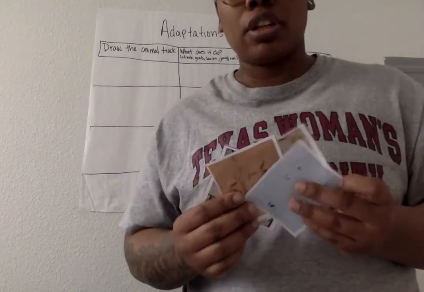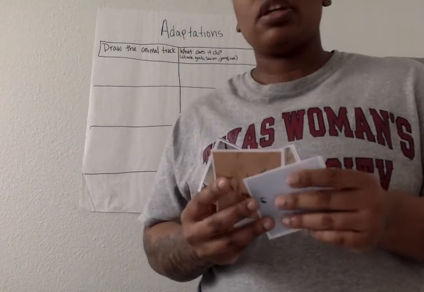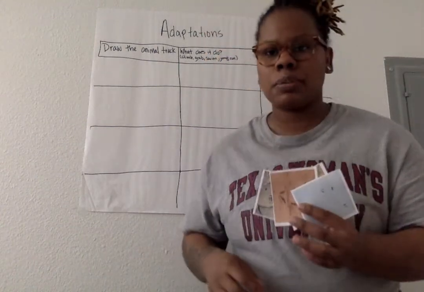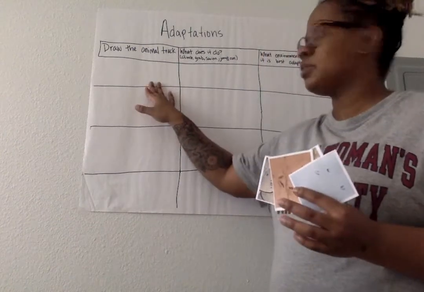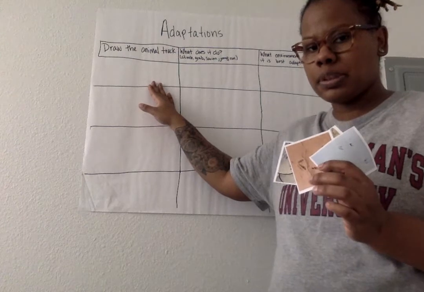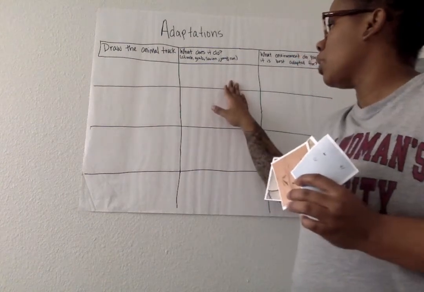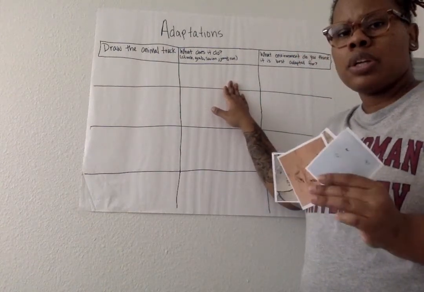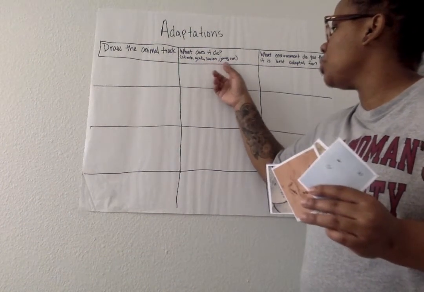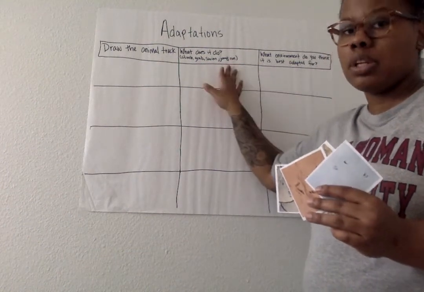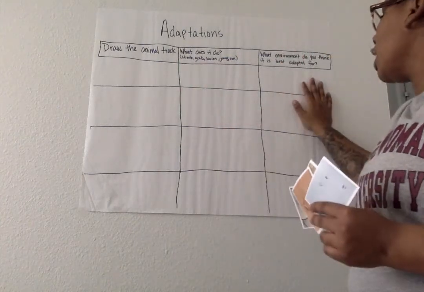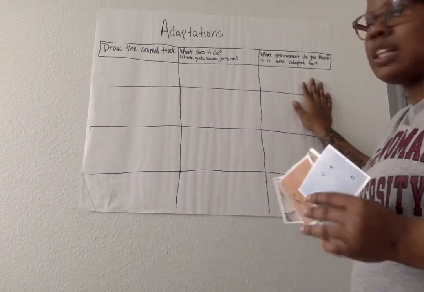So I have 4 pictures for us to look at and observe. All right. And when we look at these pictures, we're going to draw what the animal track is, or what the animal foot adaptation is. We're going to figure out, what does it do? Does it climb, grab, swim, jump, or run? It could be a combination of them as well. And what environment do you think it is best adapted for?